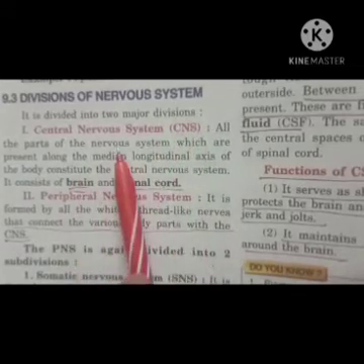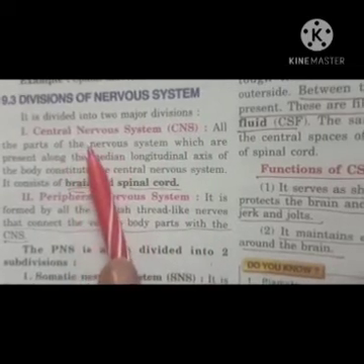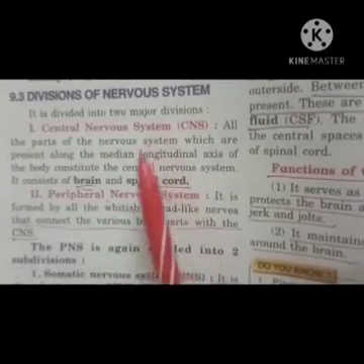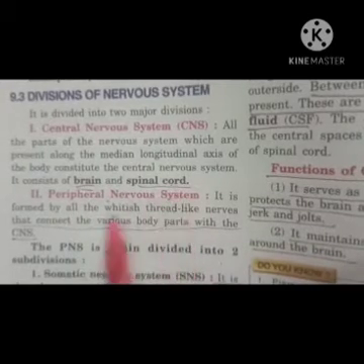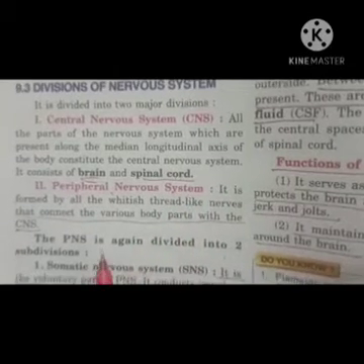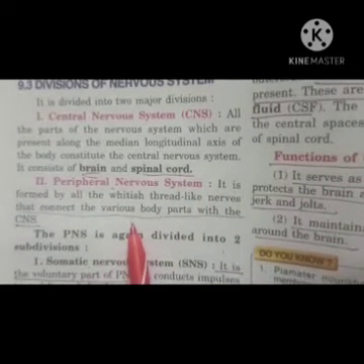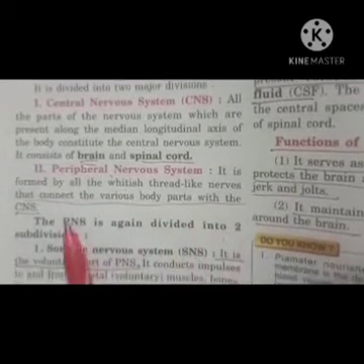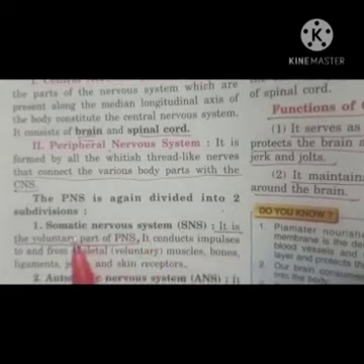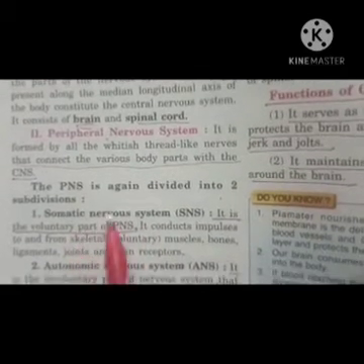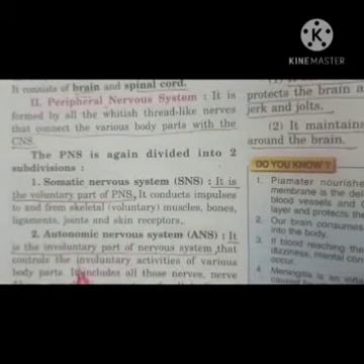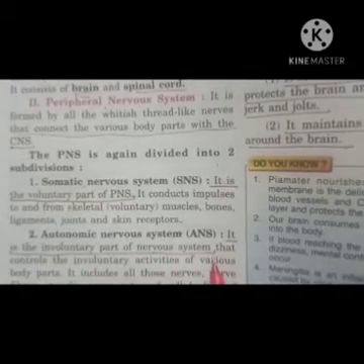Our nervous system is divided into two major divisions. First is called central nervous system and second is called peripheral nervous system. Central nervous system consists of brain and spinal cord, while peripheral nervous system again divides into two parts. This part of nervous system connects various body parts with the CNS and it divides into two main subdivisions, that is your somatic nervous system, which controls voluntary parts of PNS, and autonomic nervous system, which involves the involuntary part of nervous system.